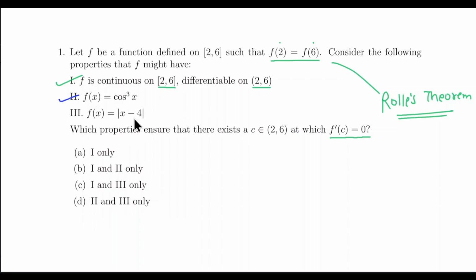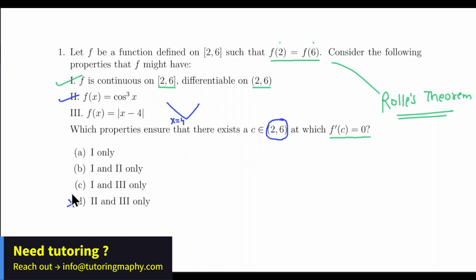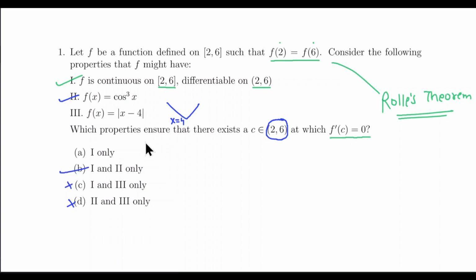This one will not work because we know that absolute value functions form a sharp corner wherever the inside is 0, or in other words, x is equal to 4 in this case. So at x equal to 4, it is a sharp corner, and sharp corners are not differentiable. Since within this interval there is a point where it is not differentiable, 3 is definitely not correct. So 1 and 2 both will work, and the answer has to be option B.